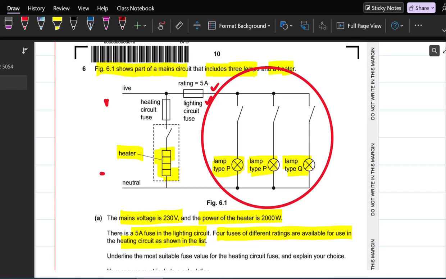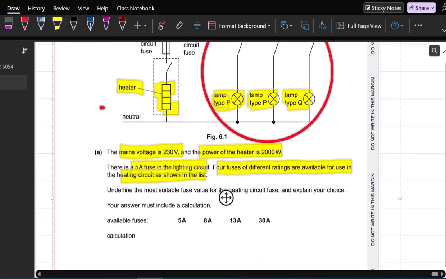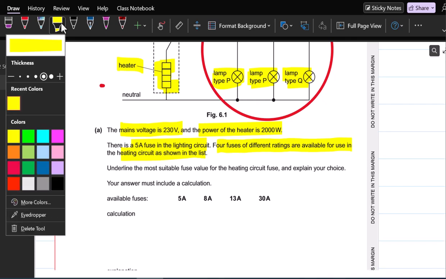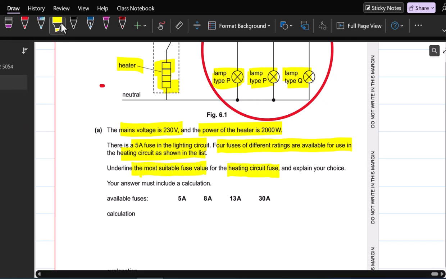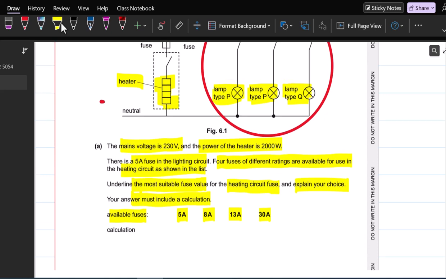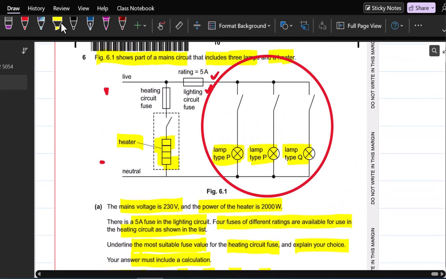Okay. So the statement is, underline the most suitable fuse value for the heating circuit fuse and explain your choice. Your answer must include the calculation. So available fuses are 5 ampere, 8 ampere, 13 ampere, and this one. So this is 5 ampere.